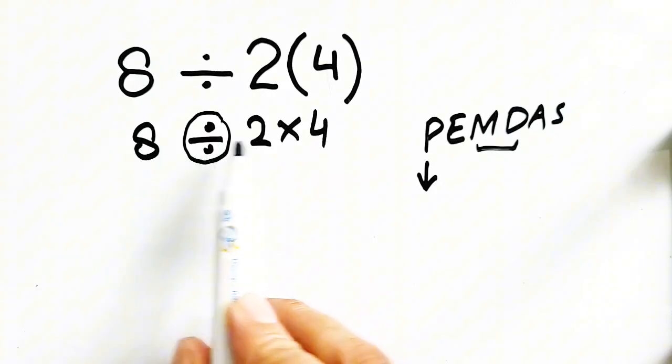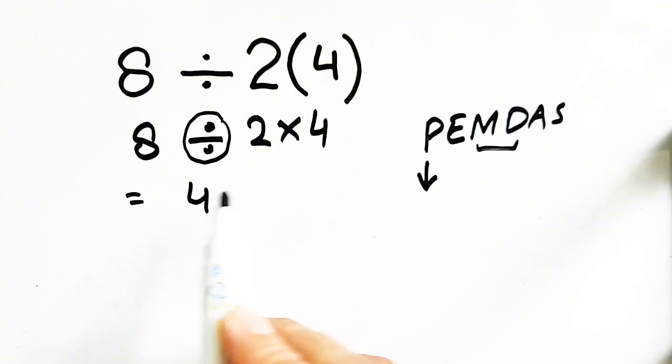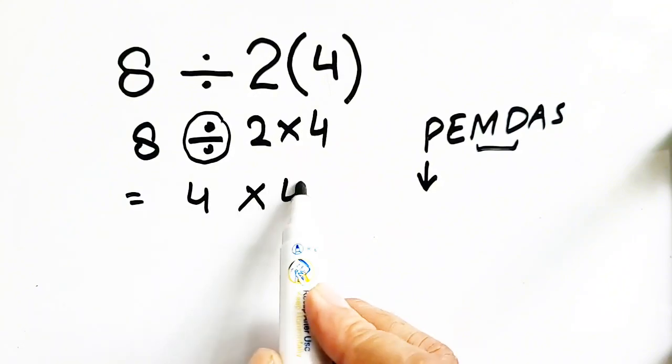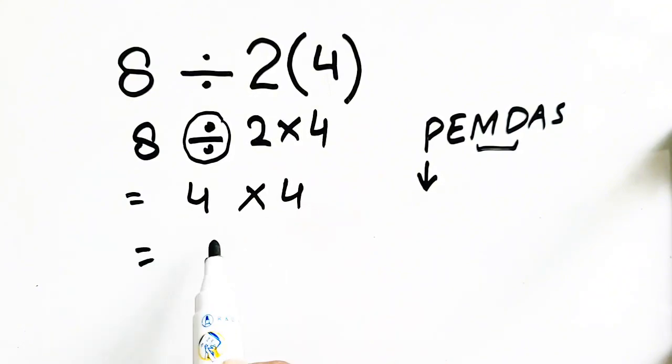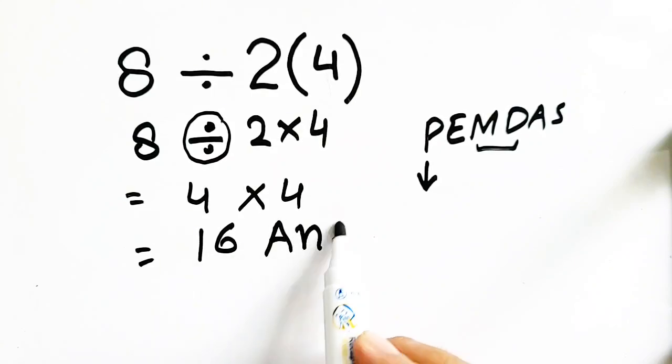So 8 divided by 2 will be equal to 4 times 4. So 4 times 4 will be equal to 16, which is our answer.